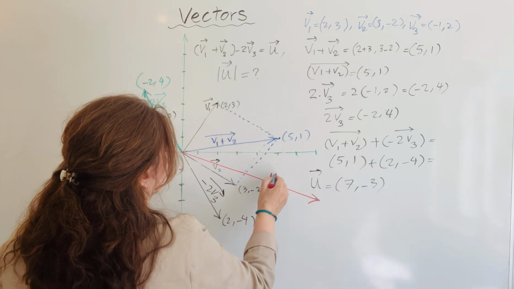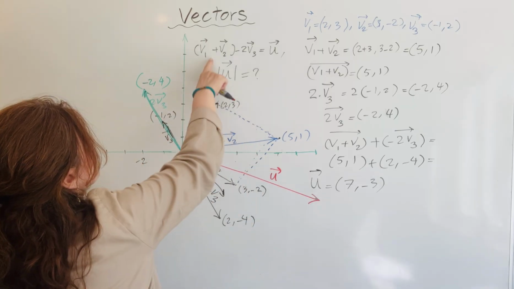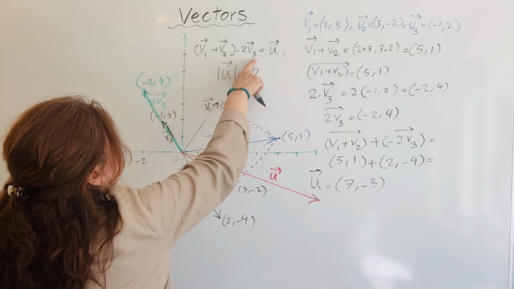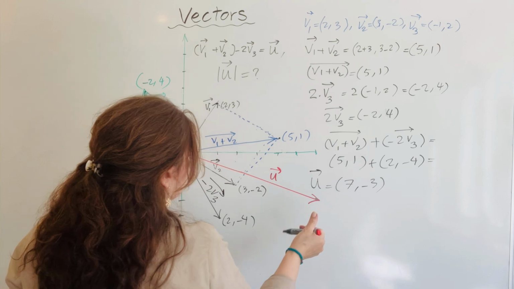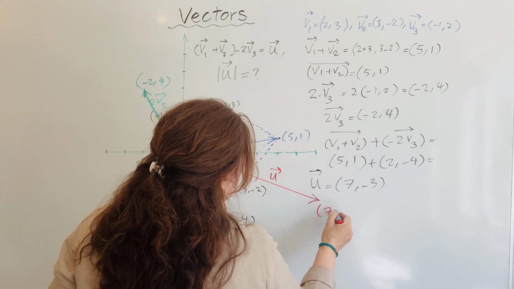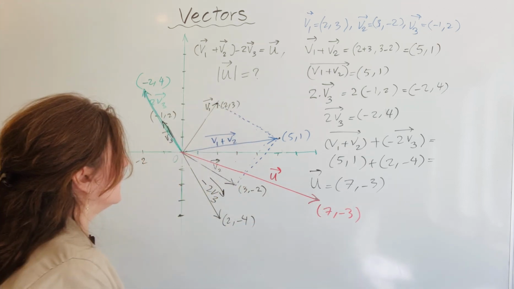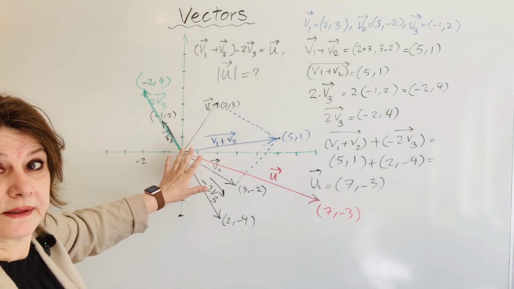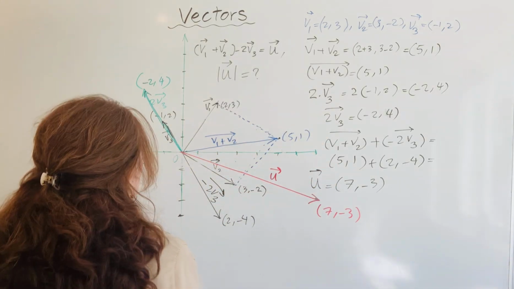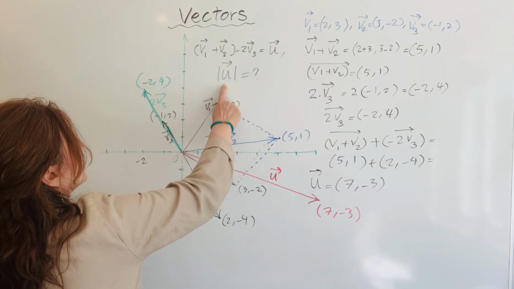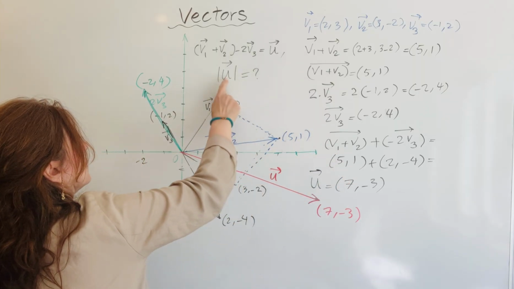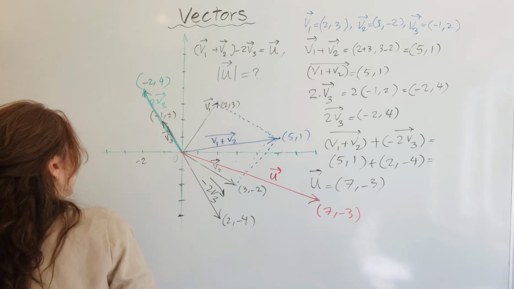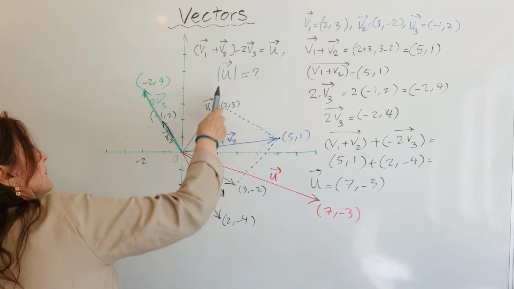This is U. U is the sum of these two minus twice V3, which gives 2, 7, negative 3. That was the algebraic version of this one; I showed this roughly, not exactly. The last question is, if this is U, what is the magnitude or length of this one?